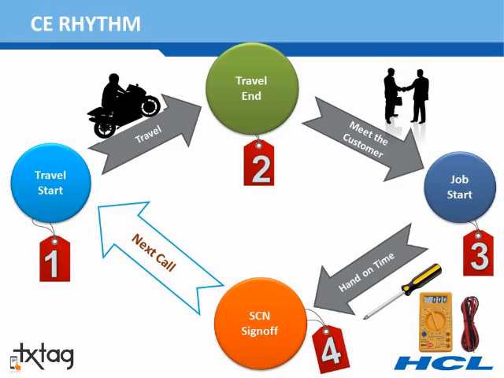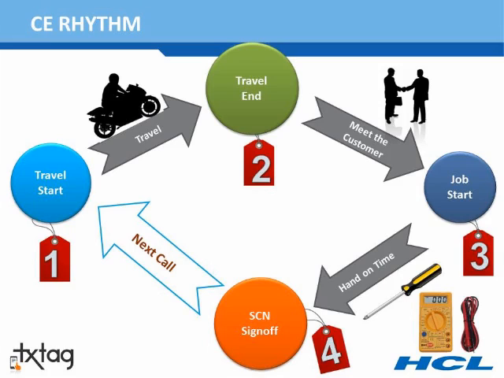You will again start traveling, reach the customer place, meet the customer, and work on the customer's computer or whatever equipment is there. Once the work is complete, you will get another SCN signed off and move to the third customer place. So each day an engineer is expected to keep doing this 6, 7, 8 times during the 9 to 6:15 working hours of an engineer. The expected productivity of an engineer is 6, so you will have to do this at least 6 to 7 times every day.